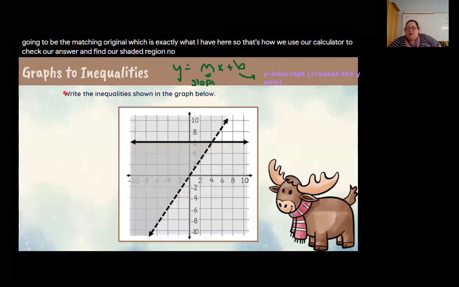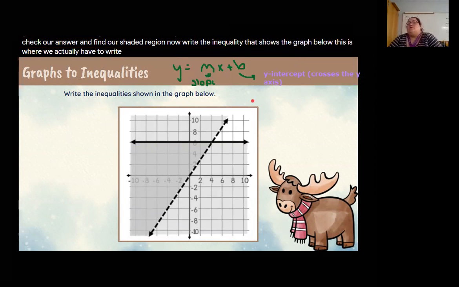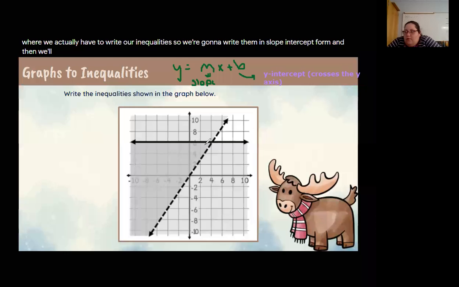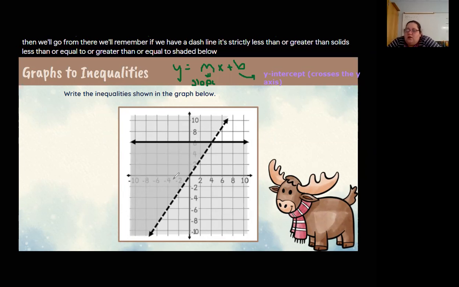Now, write the inequality that shows the graph below. This is where we actually have to write our inequalities. So we're just going to write them in slope-intercept form, and then we'll go from there. Remember, if we have a dashed line, it's strictly less than or greater than. Solid, it's less than or equal to or greater than or equal to. Shaded below is less than, shaded above is greater than.